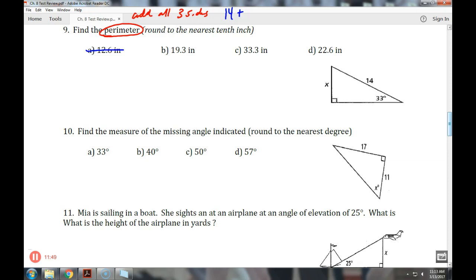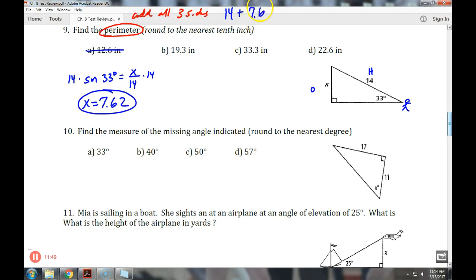So to find out what X is, if I put my guy here, this is going to be opposite over hypotenuse. So the sine when standing at 33 degrees is opposite over hypotenuse. So multiply both sides by 14. And 14 times the sine of 33 degrees. Let me just calculate this real quick. 14 times the sine of 33. That is 7.62. So that's X. So let's just call it 7.6.